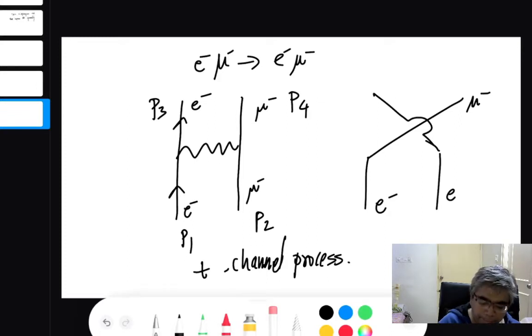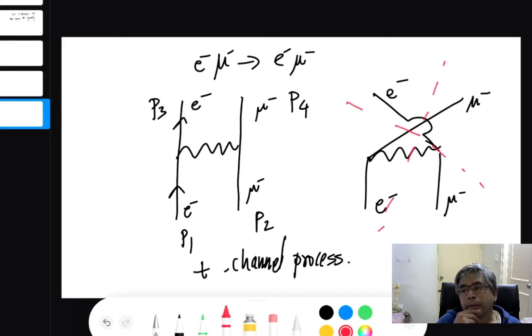This kind of diagram, I say, is not possible in the Lagrangian. Okay, so why is it not possible? Because the Lagrangian doesn't allow a direct coupling between an electron and a muon. So what does it mean? Why does the Lagrangian not allow it?